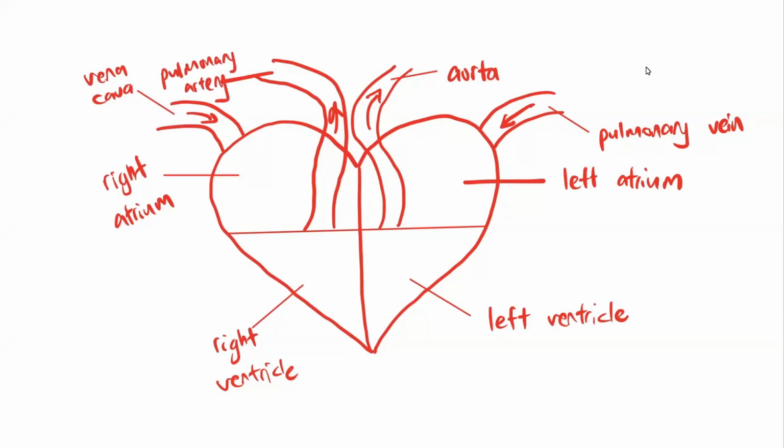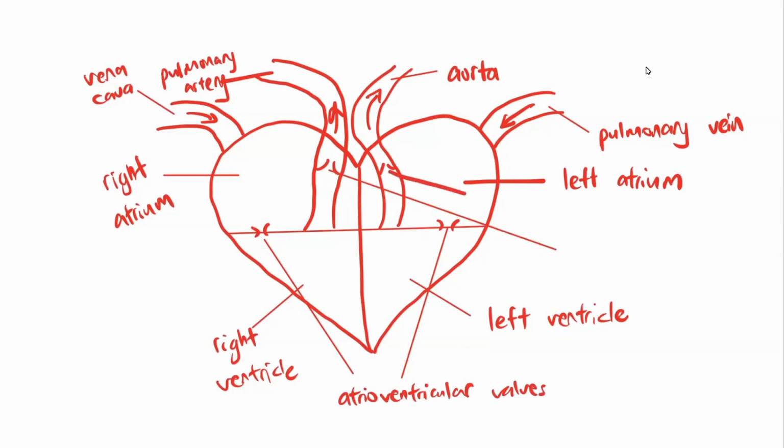Okay, then we talk about the valves. These two valves are located in between the atrium and the ventricle. So how can we call these two? Valves? Okay, correct. So these two will be the atrioventricular valves. And then we have the valve located in between the ventricle and the artery. This one is called the semilunar valve.